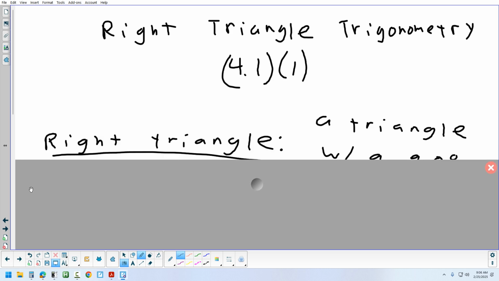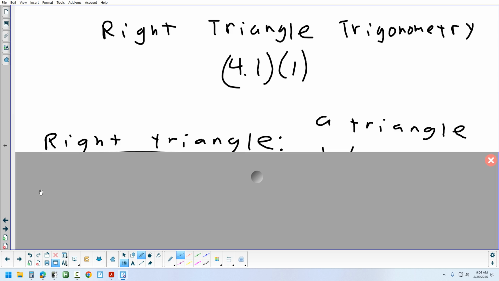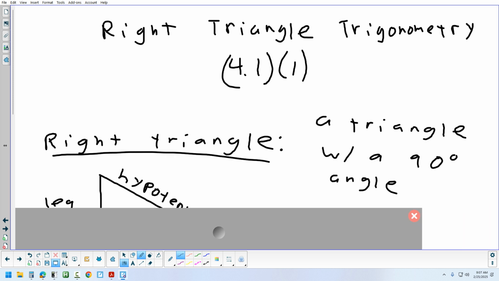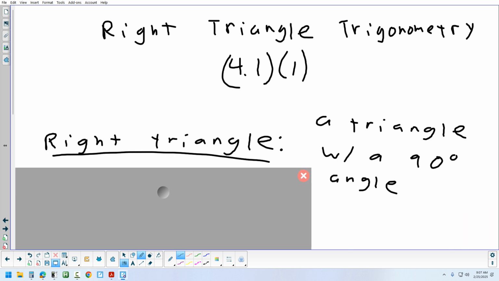So first of all, because we're doing right triangle trig, it would be important to make sure we know what a right triangle is. Can anybody tell me what makes a triangle a right triangle? It has a right angle in it. Okay, and what's a right angle? 90 degrees. Right. So any triangle that has a 90-degree angle in it means it's a right triangle.